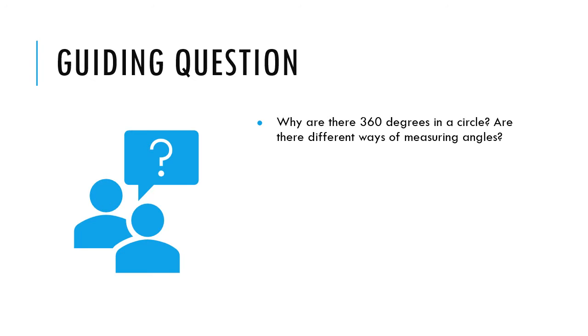Our guiding question for this lesson: why are there 360 degrees in a circle? I've always told you that in a circle there's 360 degrees. But why? Why that number? And are there any other ways of measuring angles other than degrees? That's what we're going to talk about in this lesson.